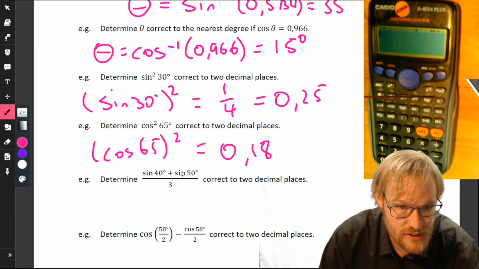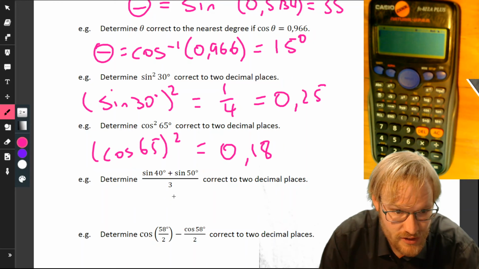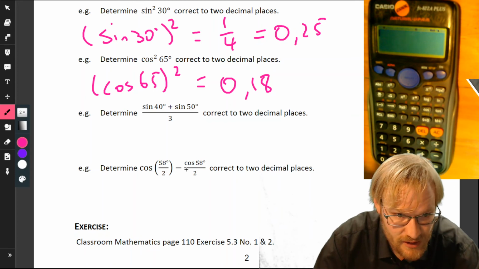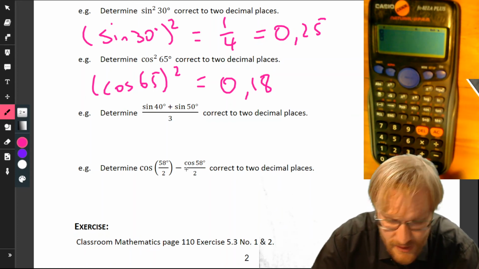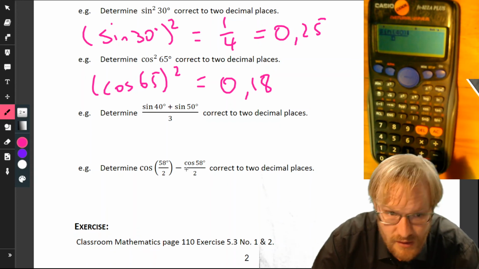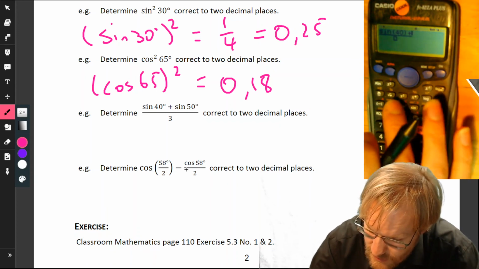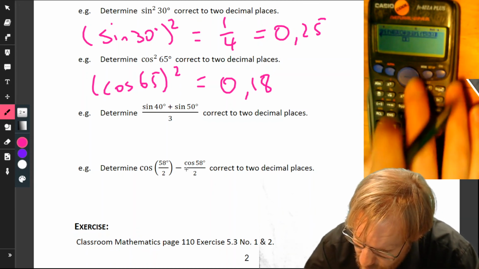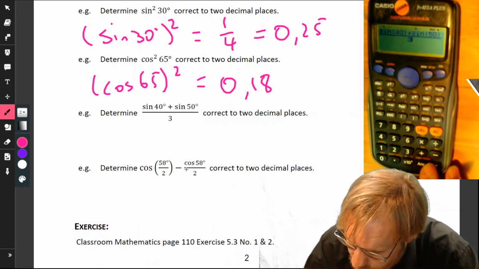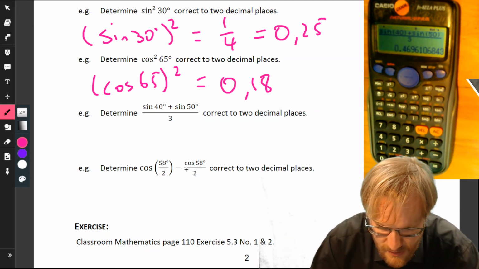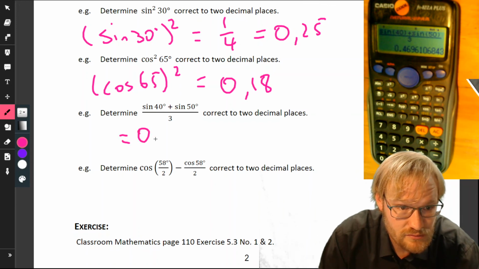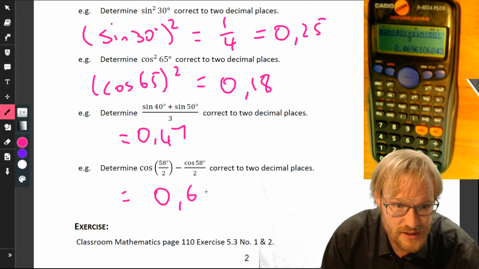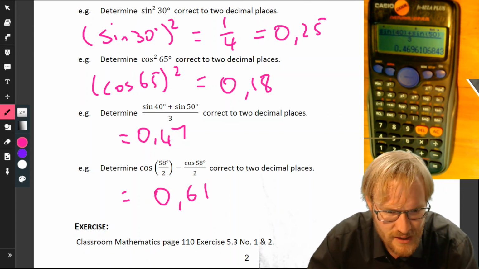Okay, sine 40 plus sine 50 over 3. Plug it into your calculator. Cos of this minus cos of that. Again, just making sure that you know how to work your fraction button. Sine of 40. Okay, then it said plus, where were we? Sine of 50, and then on the denominator we divide by 3, and we get 0,47. And for this one, I'll leave it to you to check that you do get 0,61. So it's just practicing putting stuff into our calculators.